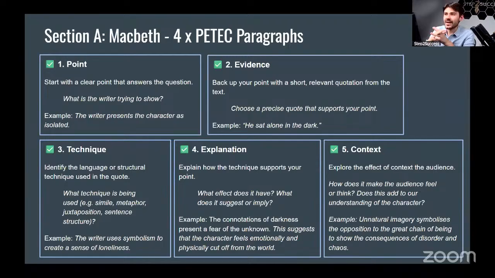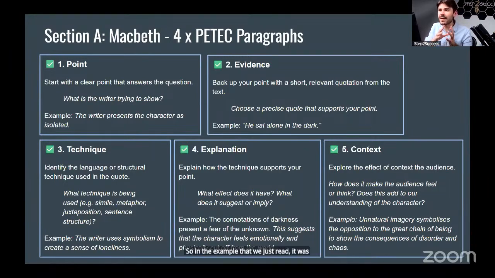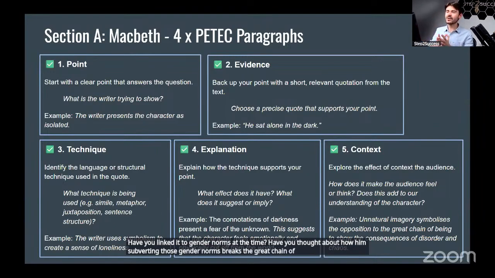It's about our context, linking to what we've just discussed, the wider themes of the play, what was going on at the time. Why is that relevant to the question? So in the example that we just read, it was about Macbeth as a male character. Have you linked it to gender norms at the time? Have you thought about how him subverting those gender norms breaks the great chain of being? It goes against the divine right.